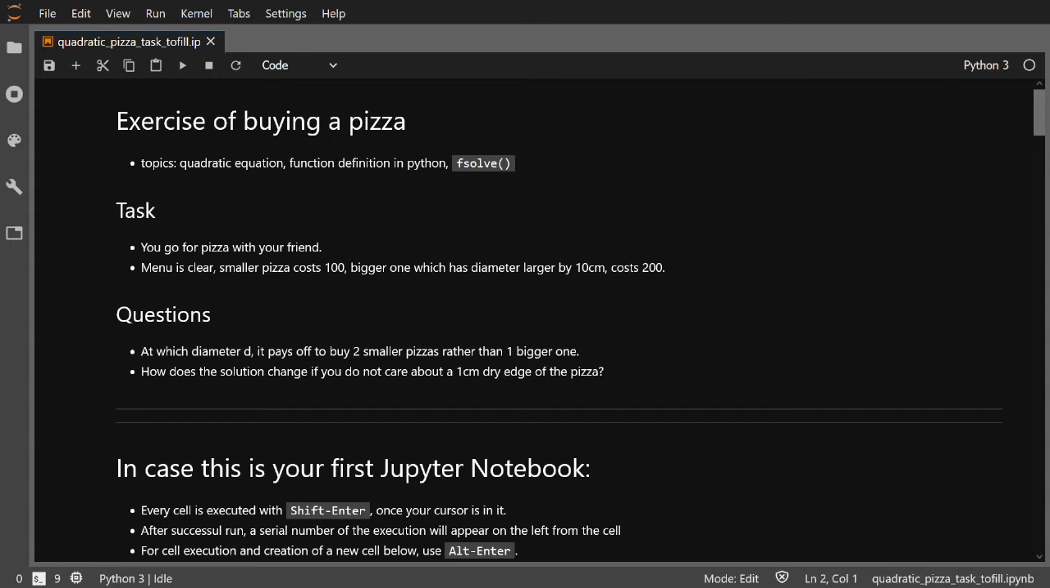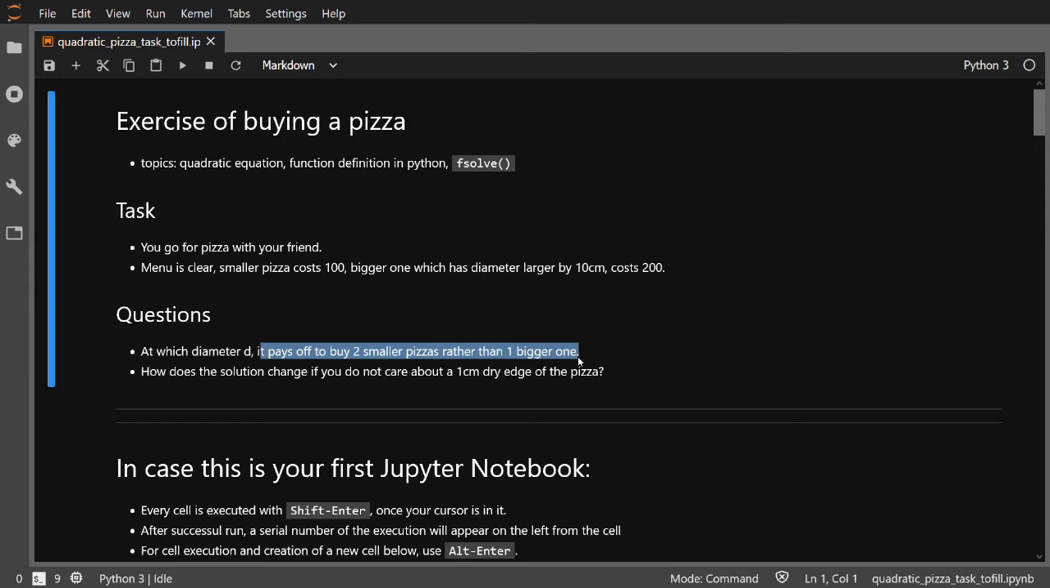The task was the following. Imagine you want to go for a pizza with your friend. The menu is quite clear: a smaller pizza costs 100 money, and a bigger one, which has a diameter larger by 10 centimeters, costs 200. Which means that two smaller pizzas cost exactly the same as one bigger one. First question is, at which diameter D does it pay off to buy two smaller pizzas rather than one bigger one?